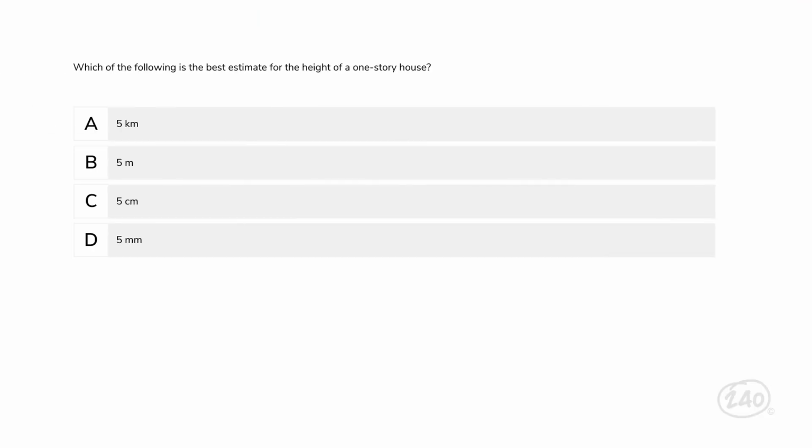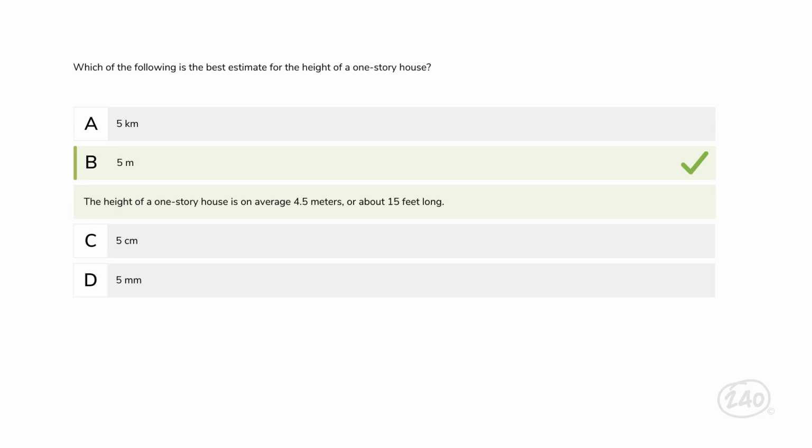Next up is measurement. Which of the following is the best estimate for the height of a 1-story house? The height of a 1-story house is on average 4.5 meters, or about 15 feet long. So choice B is best.